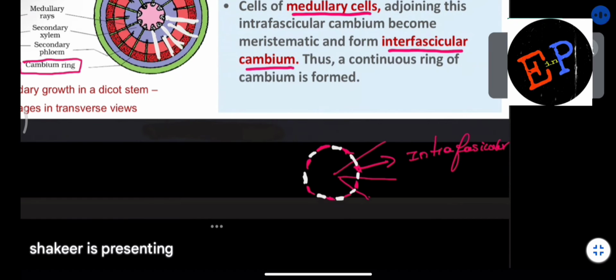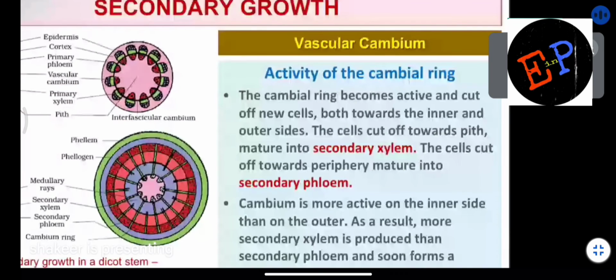Are you able to understand? In between two intrafascicular cambium, you will find an interfascicular cambium. In between two interfascicular cambium, you will find an intrafascicular cambium. So that is how from the primary cambium, the secondary cambial ring is created. That is the construction happening here. Okay. Now let us see the activity of this cambial ring.